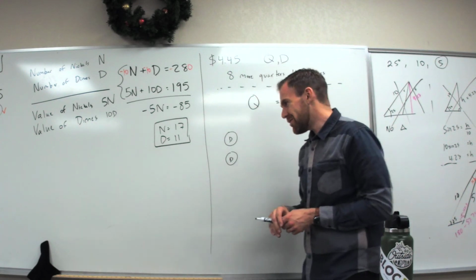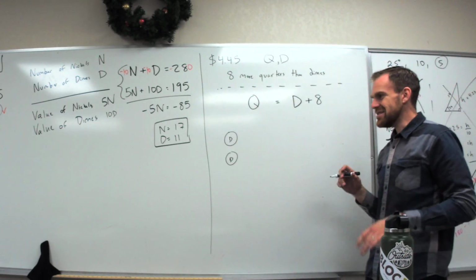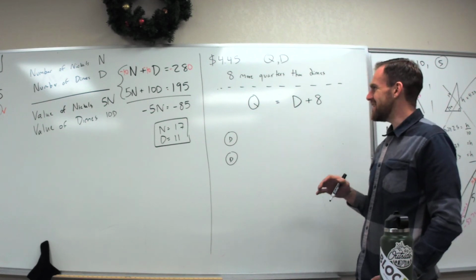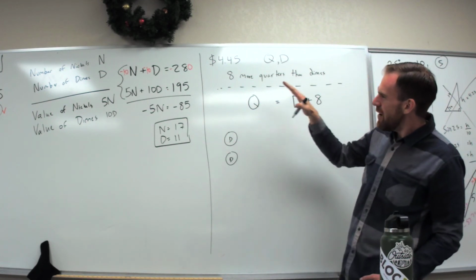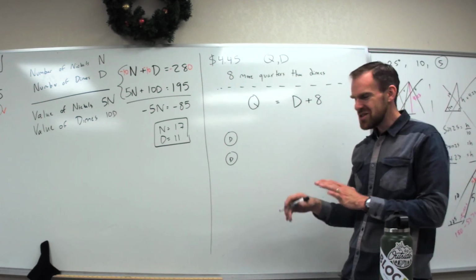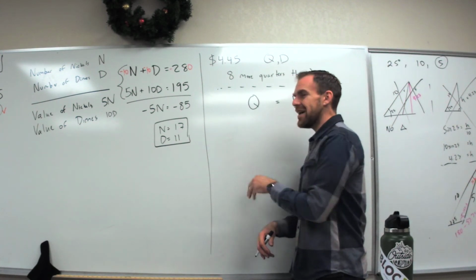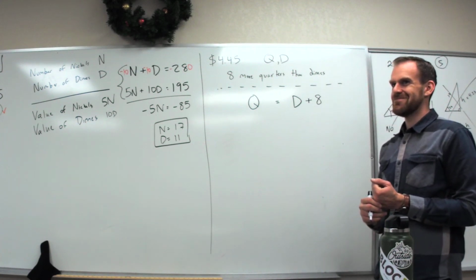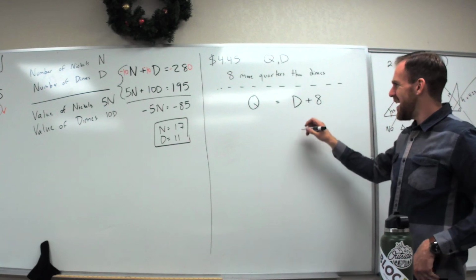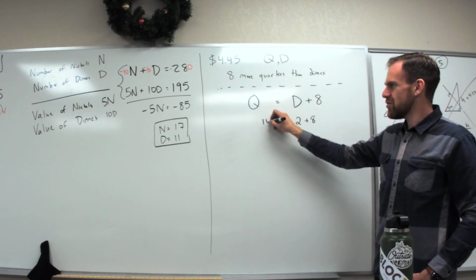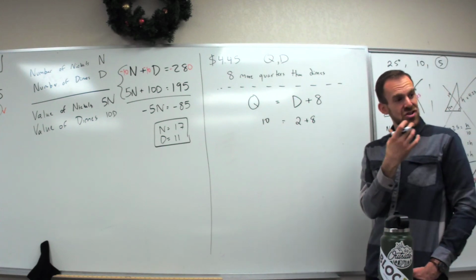Most of you didn't know which side to add 8 to anyway. You have 8 more quarters than dimes. So if I plug in numbers just to check to make sure that's true, and I have a basic understanding of the English language, then if I have 2 dimes, I should have 10 quarters. So you can plug that in and check.